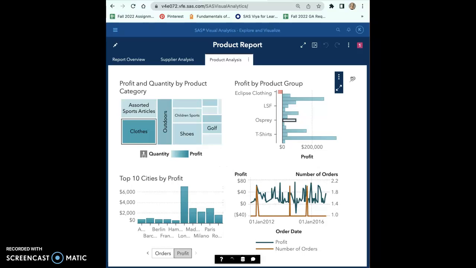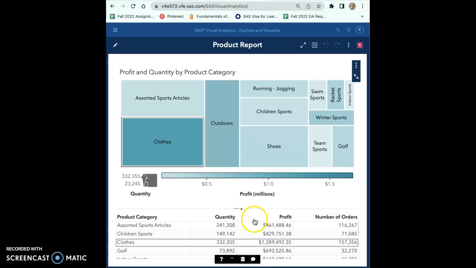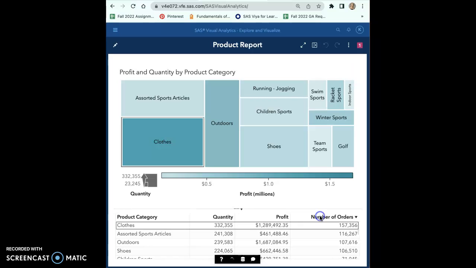And then the second question is which product category has the fewest number of orders and the lowest total profit. So we are going to go to quantity and click on one of these and then expand this. And then the first question is asking number of orders, which has the fewest.